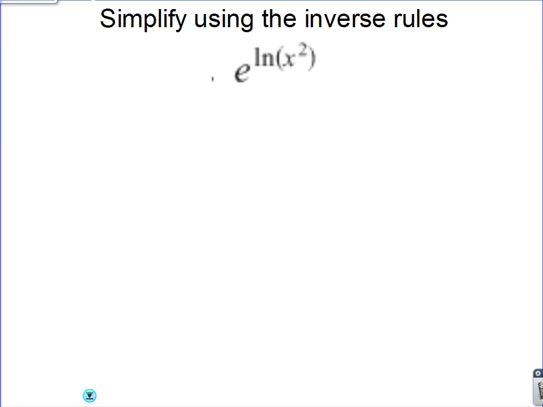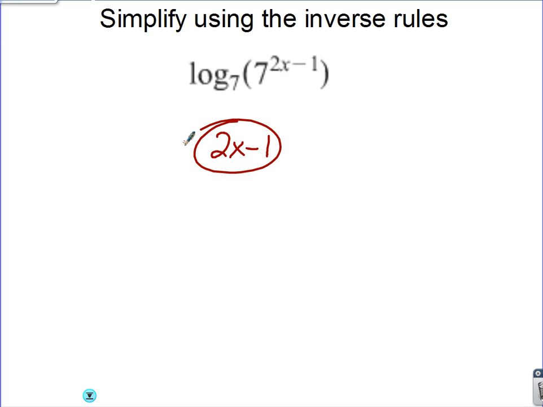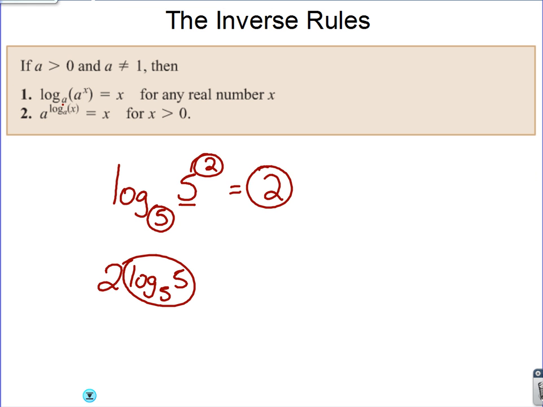So this next problem, look at it. Log base 7 of 7 to the 2x minus 1 power. Base and argument are the same. What's your answer? Anytime your base and your argument are the same, it reduces to whatever that exponent is. Any questions?